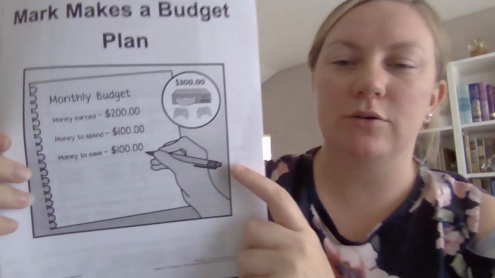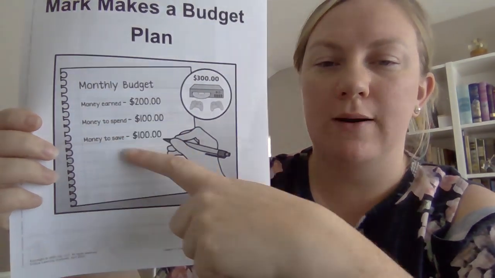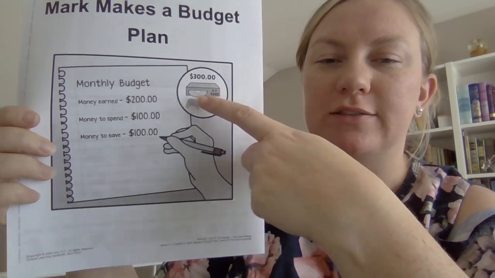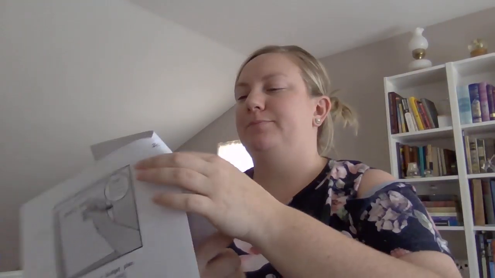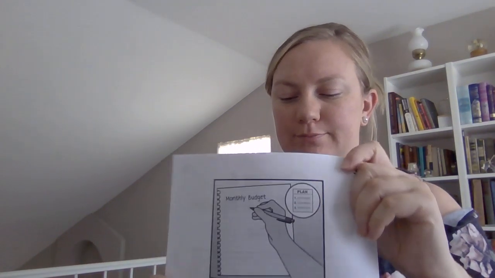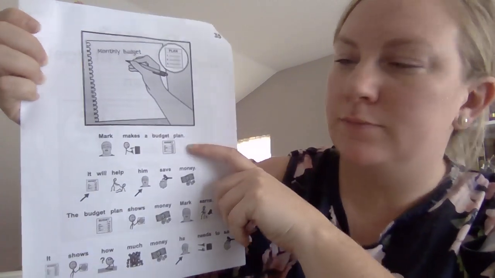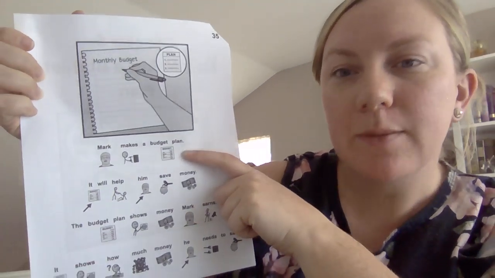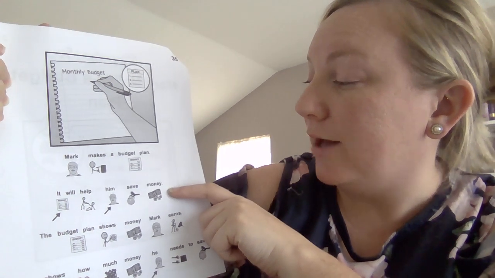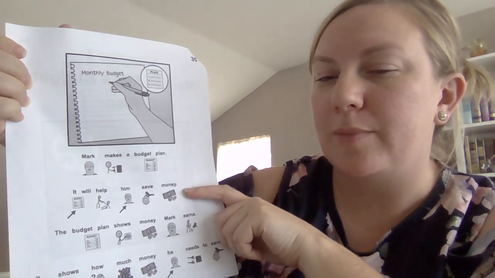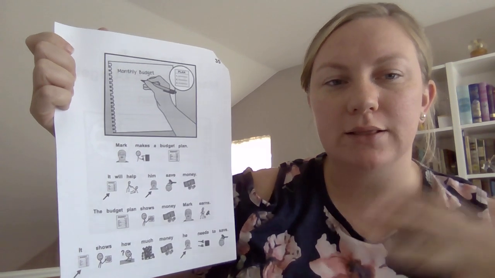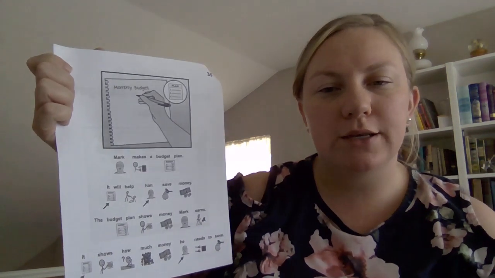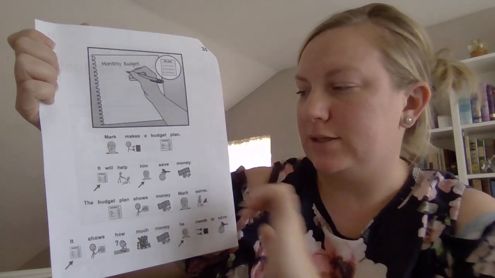All right, so Mark makes a budget plan. We have our title picture. It looks like there's a budget here, and he's always thinking about that video game system. So let's see what happens. Mark makes a budget plan. It will help him save money. So remember that saving money is when we keep it for a longer time and let it grow and use it to spend on bigger purchases.